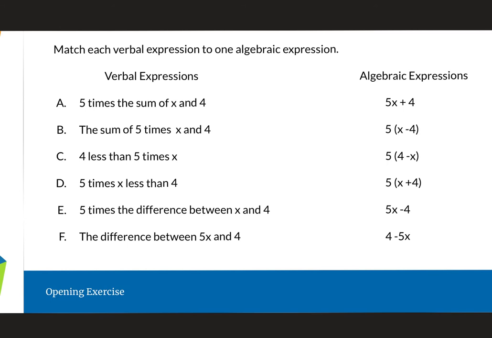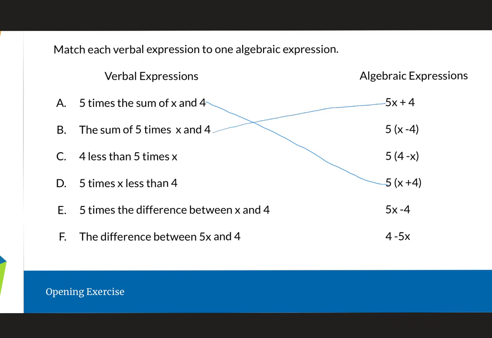All right, so now matching these up together, we have for A, 5 times the sum of x and 4. So this is telling me that 5 is going to be multiplied by the sum of x and 4. So we have 5 being multiplied by the expression x plus 4. And then we have the sum of 5 times x and 4. So 5 is going to be multiplied by x, and we're taking that term and adding it with 4.